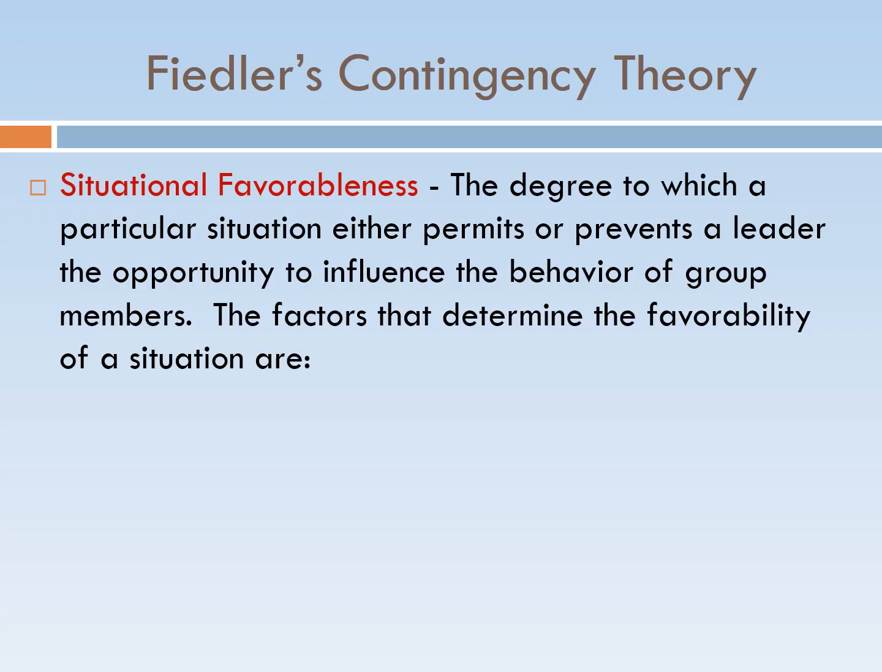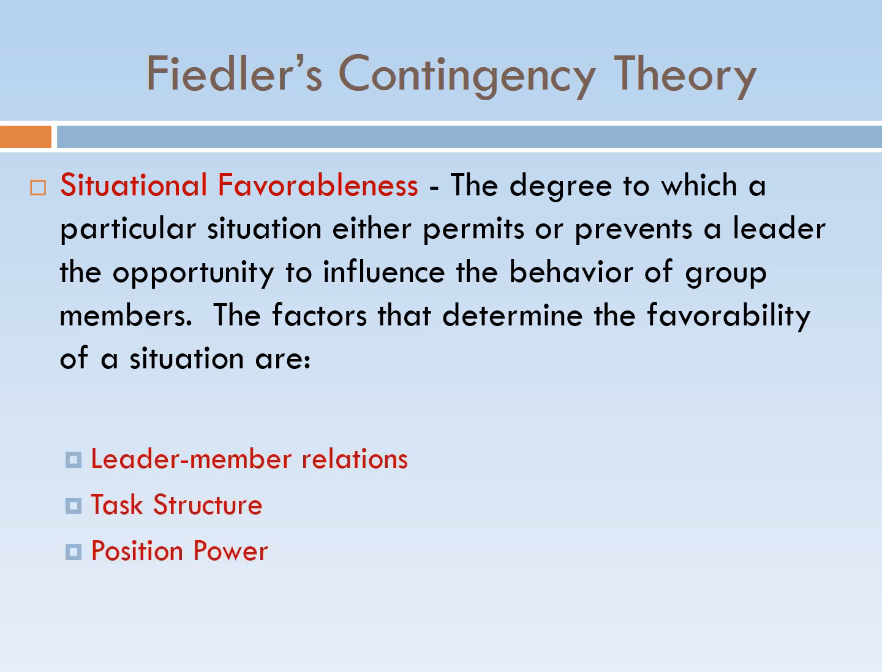Situational favorableness is the degree to which a particular situation either permits or prevents a leader the opportunity to influence the behavior of group members. The factors that determine the favorability of a situation are leader-member relationships, the task structure, and the position power.